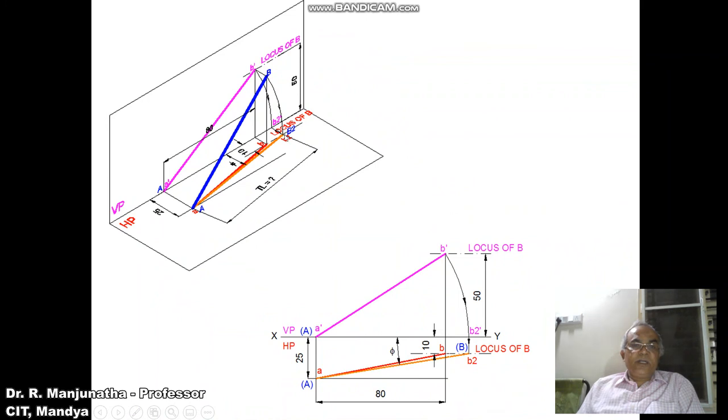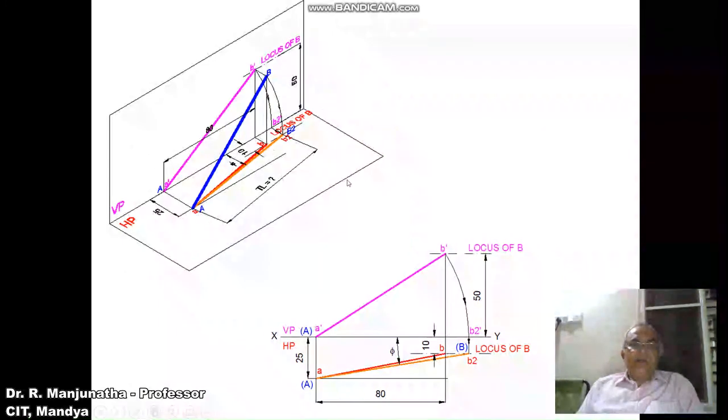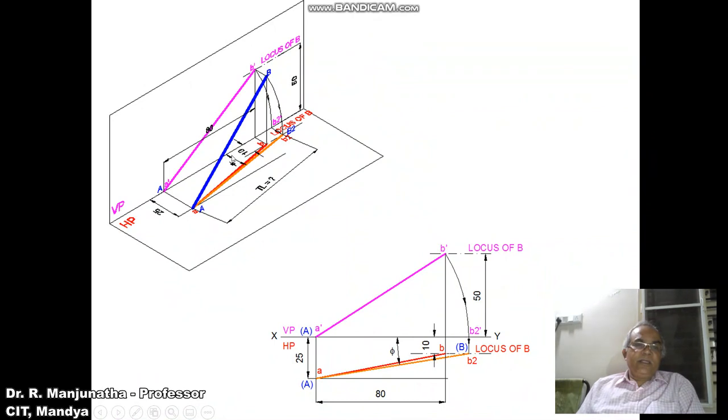When this is projected onto the locus of B in the top view, you are going to get AB2, and join A and B2 with a true length line. This is how it is done, and the inclination made by the true length with respect to VP is phi. Now we are going to take the same thing in an orthographic view.